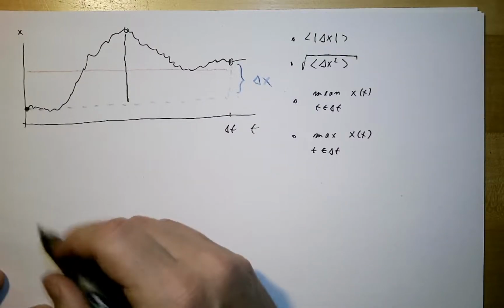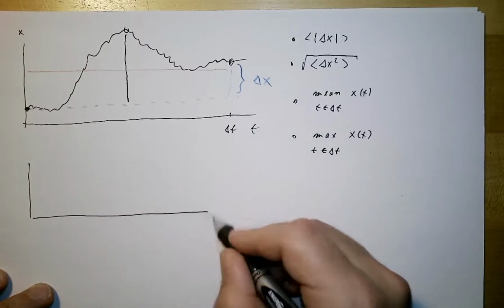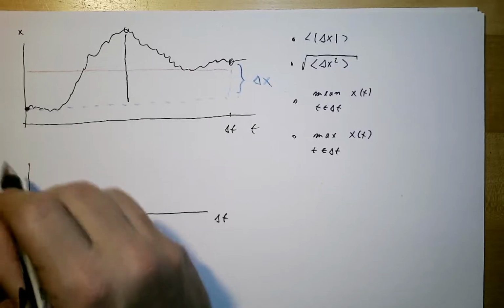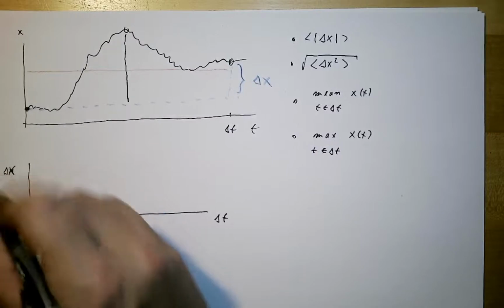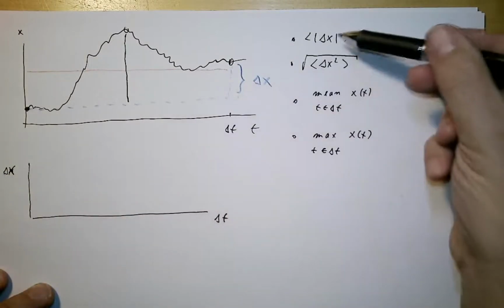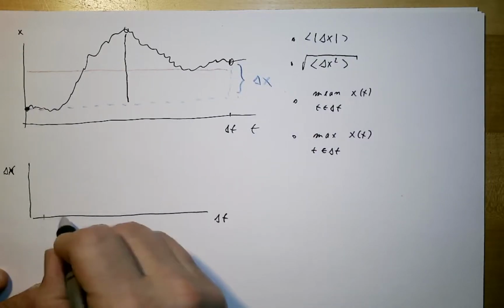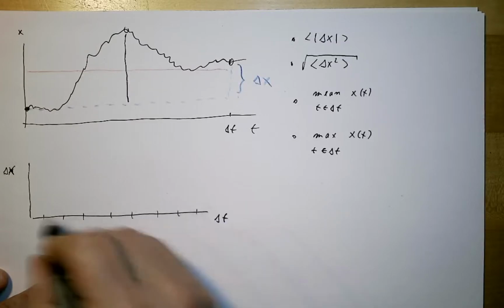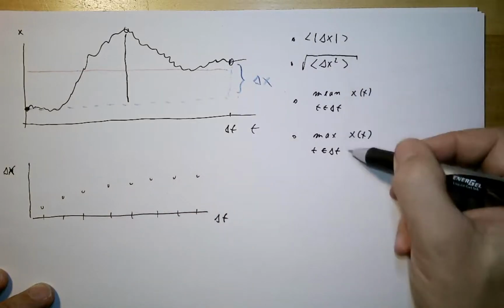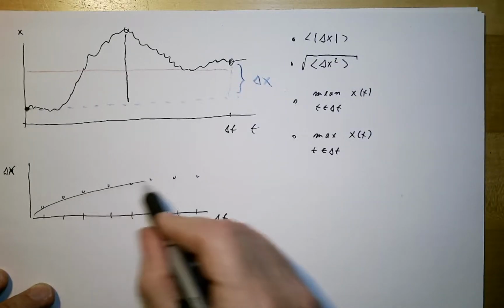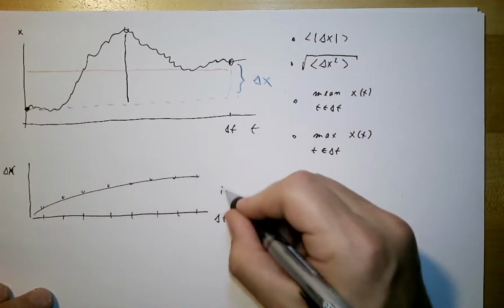And now then you make a plot. We choose different values of delta t and calculate whatever this delta x is here, so the characteristic displacement, which could be one of these. You choose different values of delta t, calculate your expectation of this as a function of delta t and make a line through this. But then very often we are interested, is this a power law?